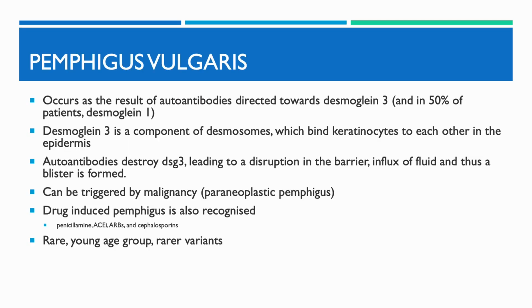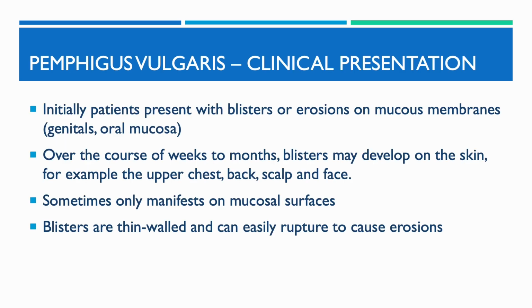Pemphigus vulgaris is a much more serious condition. This occurs due to autoantibodies directed towards desmoglein 3 and/or desmoglein 1. This results in intraepidermal blistering. Pemphigus often occurs in younger age groups than pemphigoid. Fortunately, it is rarer but has a much poorer long-term prognosis. Occasionally, it can be triggered by malignancy, particularly lymphomas. This is called paraneoplastic pemphigus. It can also be drug-induced, particularly by penicillamine, ACE inhibitors, angiotensin receptor blockers, and cephalosporins.